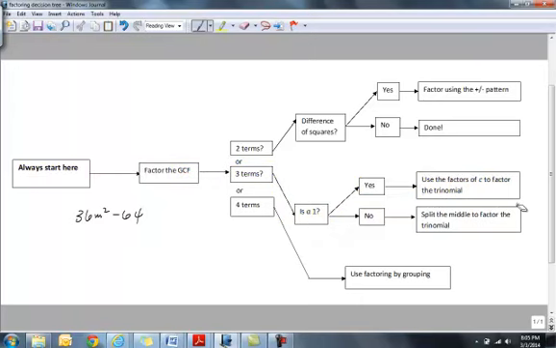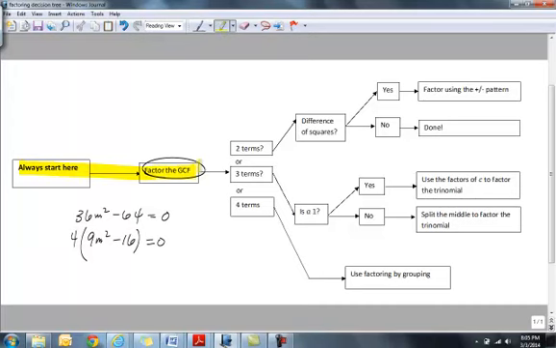Okay, so step number 1, factor out the GCF. So is there a GCF? Is there a greatest common factor? Well, there is. It actually happens to be a 4. I forgot my equal 0. There we go. So we factor out a 4. So it's going to be 9m squared minus 16 left over on the inside.